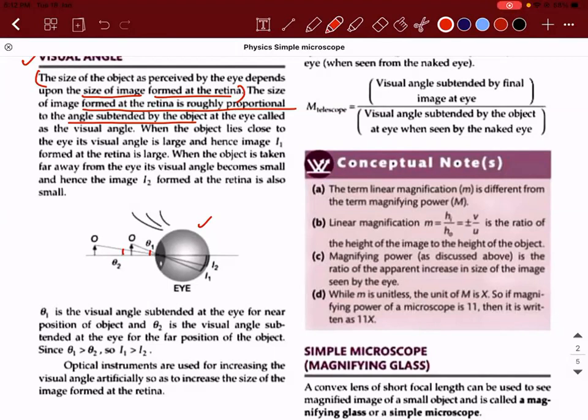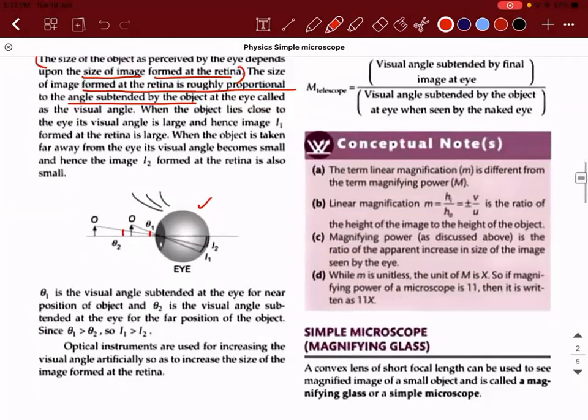So this angle that is formed at the eye, where you take the rays from the end points of the particular object, is what is called the visual angle. The two visual angles that you're able to see are theta 1 and theta 2. When the object lies close to the eye, its visual angle is large, and hence the image I1 formed at the retina is large. When the object is taken far away from the eye, its visual angle becomes small, and hence the image I2 formed at the retina is also observed to be small.